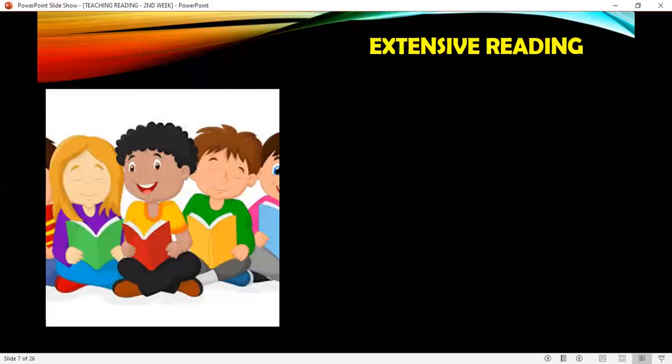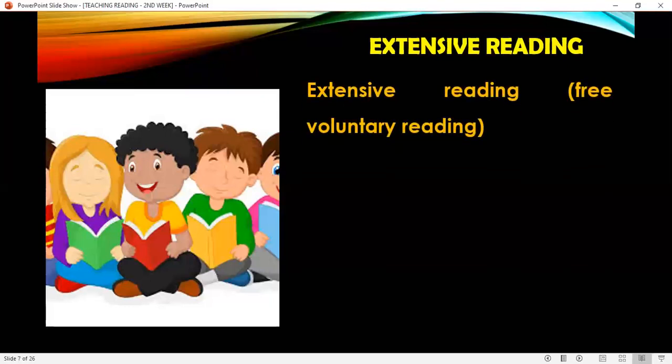Extensive reading. So what is extensive reading? Free voluntary reading. They read because they like it, they love it, they have pleasure reading something. It could be a novel, a play, a comic. So they enjoy reading, and this type of reading is called extensive. It's a voluntary reading.